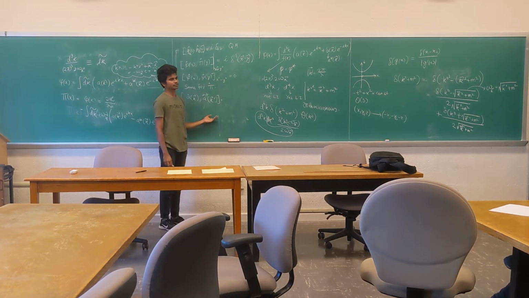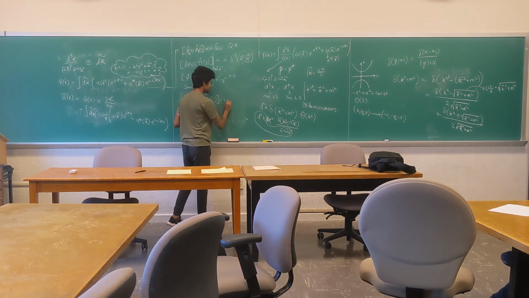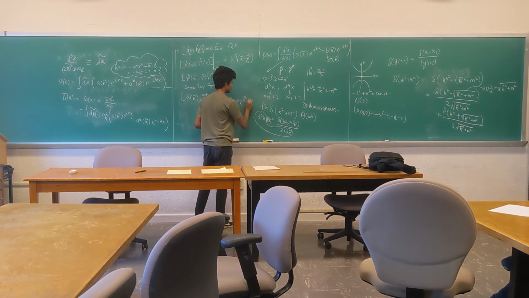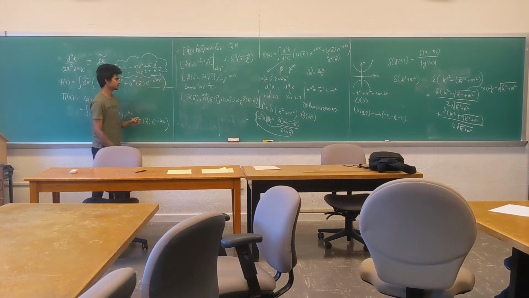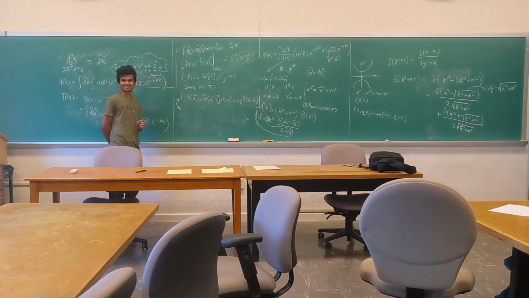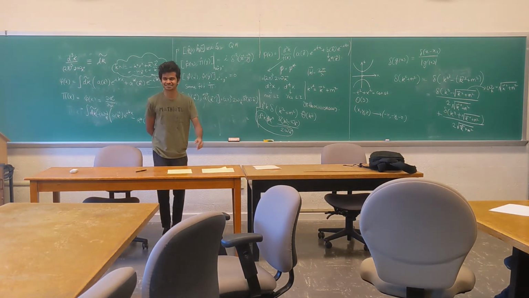There has to be delta 3 of K minus K prime. I don't think it's obvious, but the result turns out to be 2 pi cubed delta 3. So this is a homework. I don't want to derive it, it's just a waste of time.